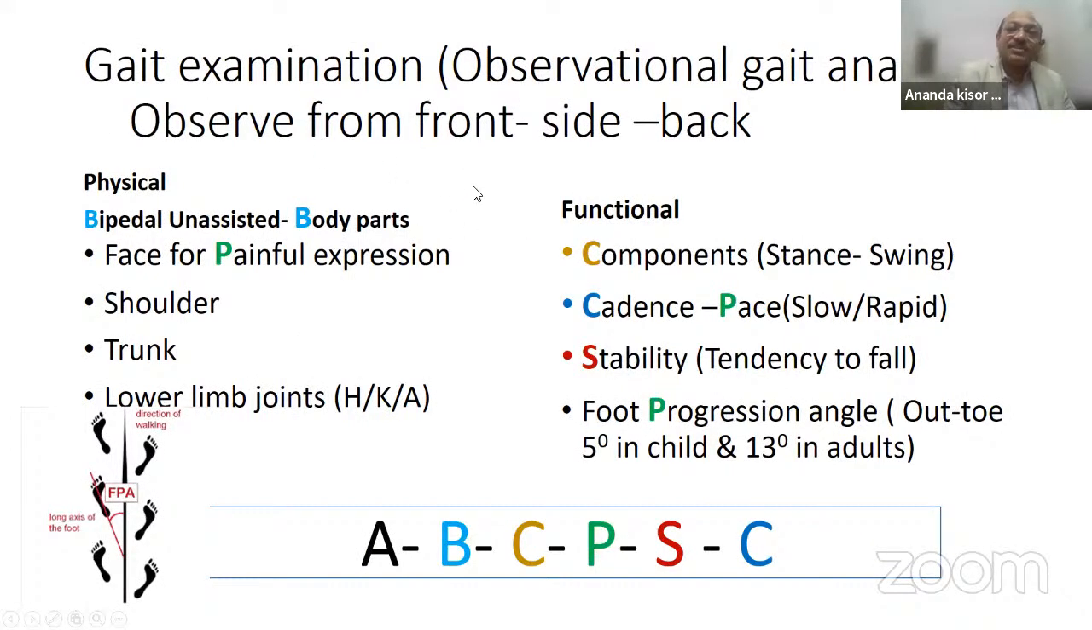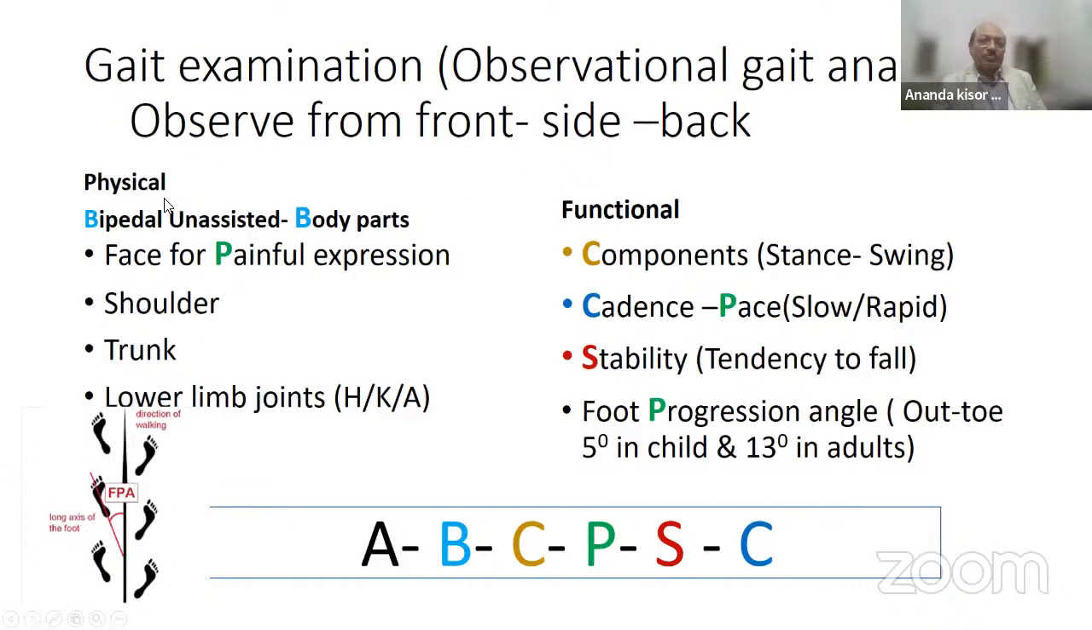There are several methods of gait examination for orthopedic clinical examination purposes. Observational gait analysis is the most important. We have to observe the patient walking, as I've already told, the art of walking. We have to observe from the front, from the side, and from the back. Basically, what are the points to be examined? There are physical points and functional points.